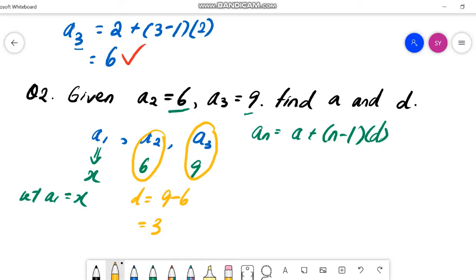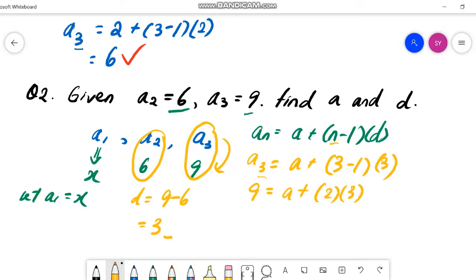You can use either one to sub the formula. I'm using A3. So A plus N is 3. So it's 3 minus 1. D is 3. So multiply by 3. And AN is actually 9 from the question. 9 equals A plus 2 multiplied by 3. So we have A equals 9 minus 6. And A is actually 3.